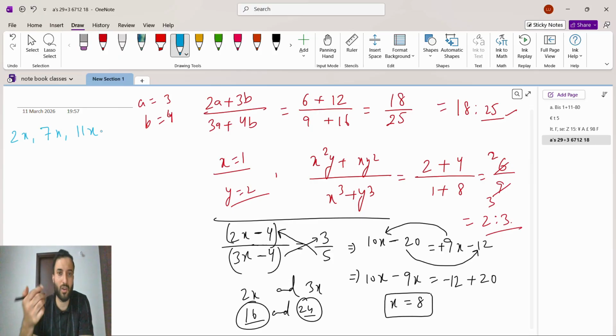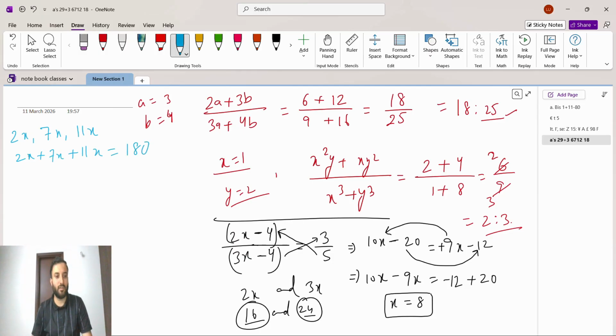The sum of the angles of a triangle is 180. The sum of these angles equals what? Equals 180. So let's see this. 2 plus 7 is 9, 9 plus 11 is 20. So 20x equals 180.